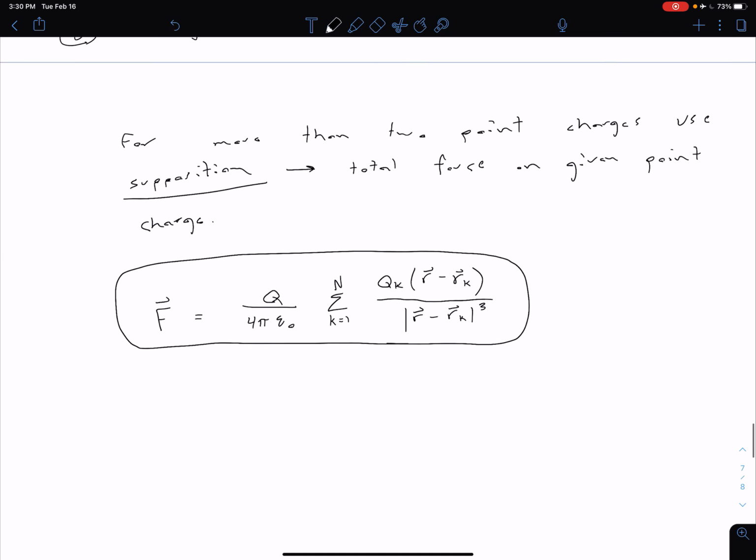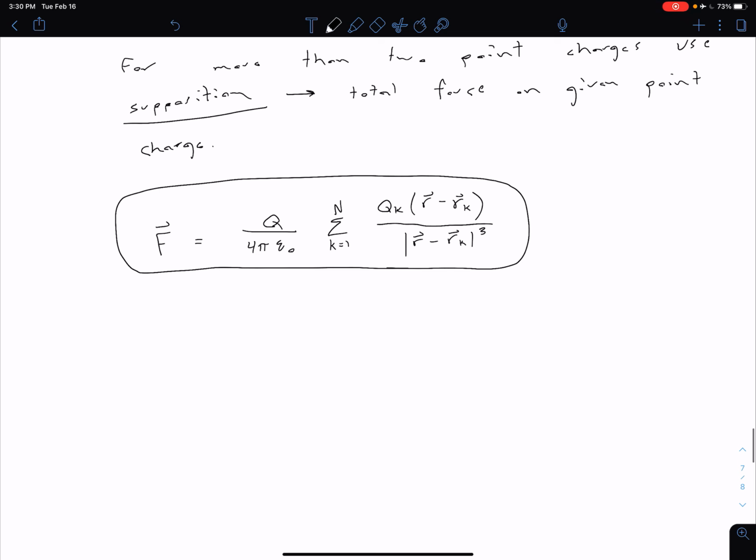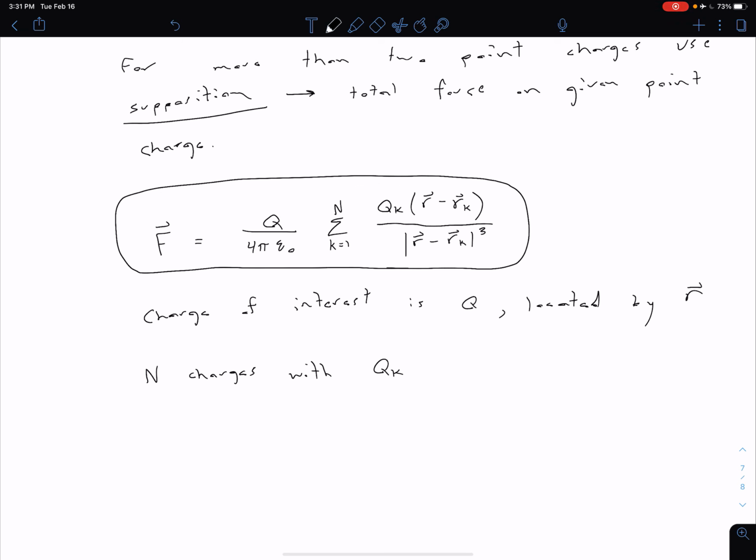And that's how we can scale this up to deal with any number of point charges. Again, our charge of interest is Q. By charge of interest, I mean that's the charge that we're finding the net force on. Charge of interest is Q, and that's located by our position vector R. And then we have N other point charges with charges Q sub k and located by position vectors R sub k.